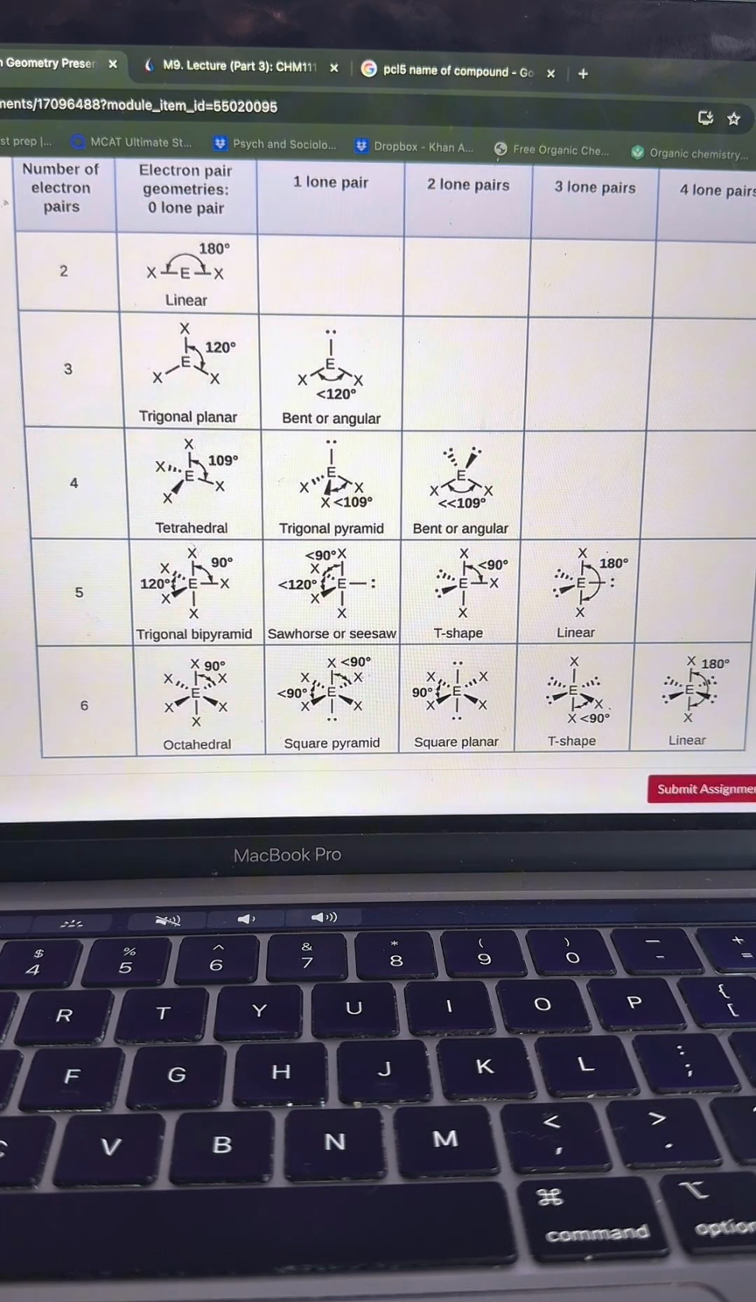According to VSEPR theory, electrons in the outer or valence shell repel each other because they are negatively charged. These regions of electrons, which can be bonding pairs shared between atoms or non-bonding pairs, also known as lone pairs, will spread out as far as possible to minimize repulsion. This arrangement determines the molecule's overall geometry.